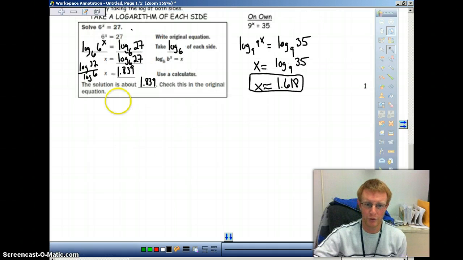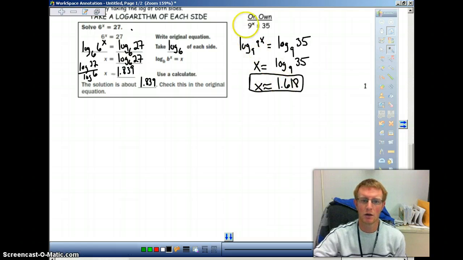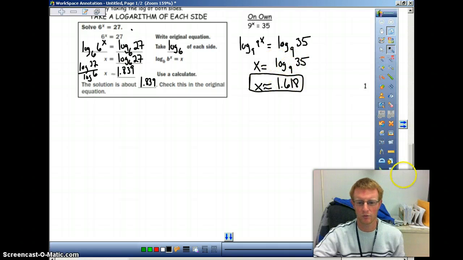Okay, so hopefully you got an answer of x is approximately 1.618. Again, because it's base 9, we take log base 9 of both sides. So we have log base 9 of 9 to the x equals log base 9 of 35. The log base 9 and 9 cancel out, and then to do log base 9 of 35, you do log of 35 divided by the log of 9, and you should have gotten 1.618.